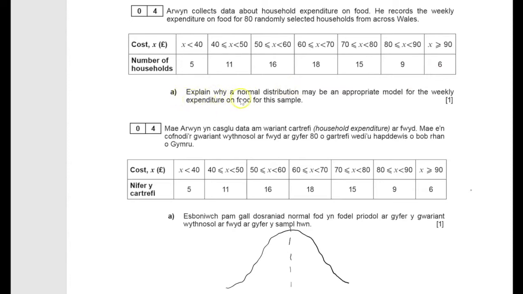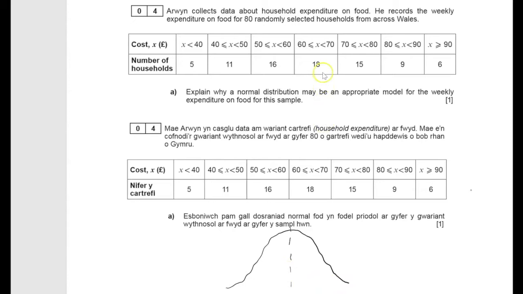Part A, explain why a normal distribution may be an appropriate model for the weekly expenditure on food for this sample. A normal distribution is a bell-shaped, symmetrical distribution with the highest probabilities near the centre and then getting less and less towards the extremes.